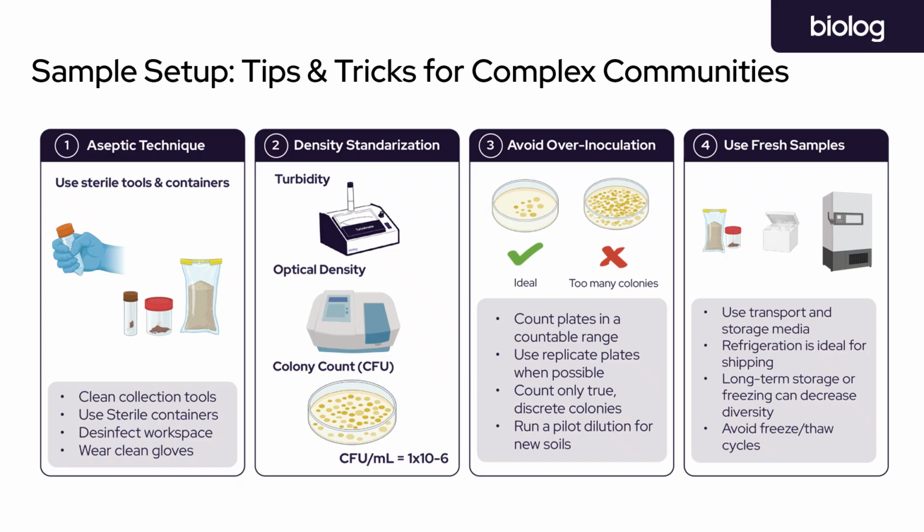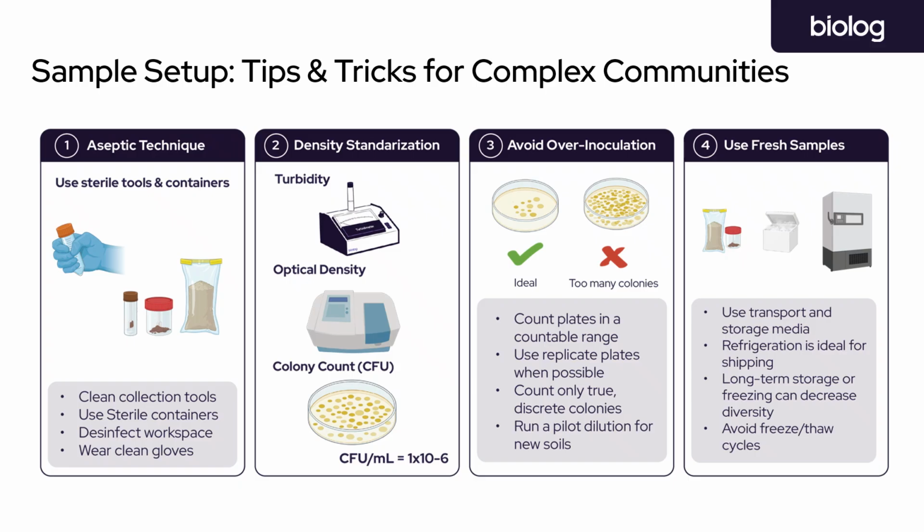Next, avoid over-inoculation, right? So if you're using CFU, count your plates at a countable range. Use replicate plates when you're counting CFUs, if that's the method. Only count true discrete colonies, and maybe you want to run small trials to ensure that whatever density you choose is the density that is going to work for your soil.